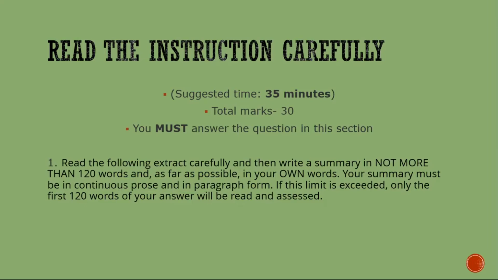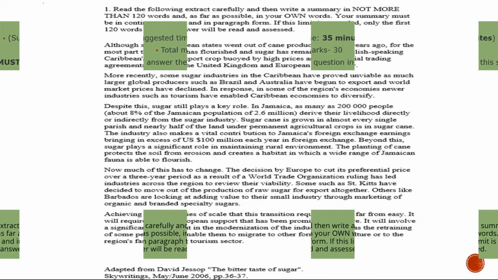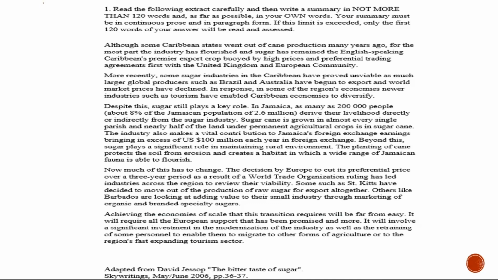Now let us move on to a sample summary that we will be using as a model for you today. One way to get additional information about the passage is to look at the bottom of the page. Immediately, we know that the piece is adapted from David Jessup. It is entitled The Bitter Taste of Sugar, so we know right away that the piece is going to be about sugar. We also know when the piece was written, 2006, and it is taken from pages 36 to 37.